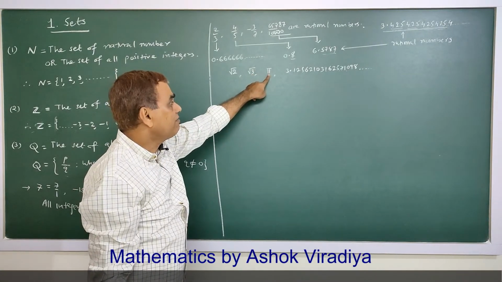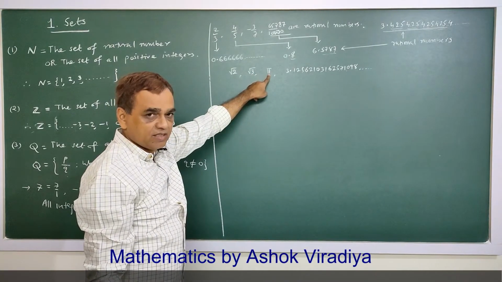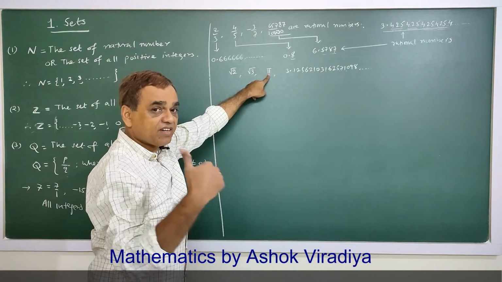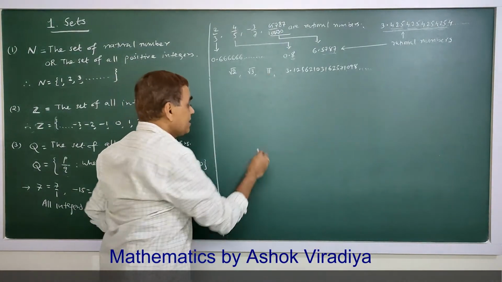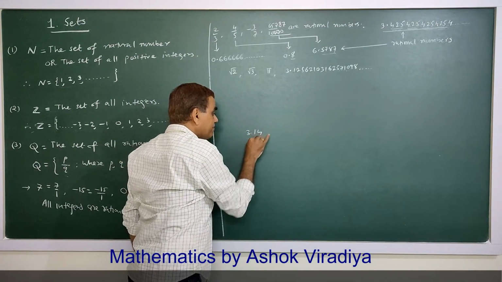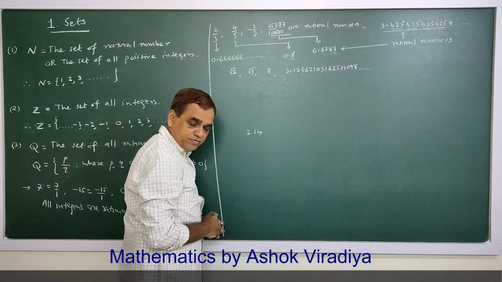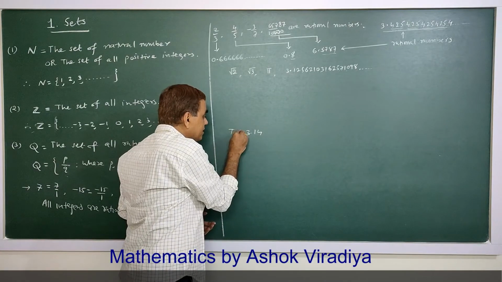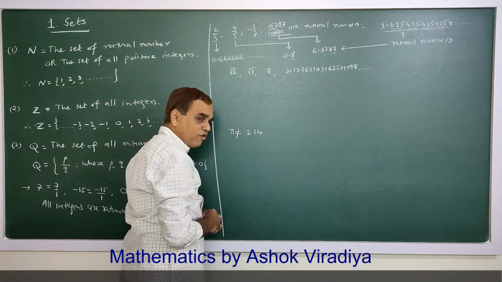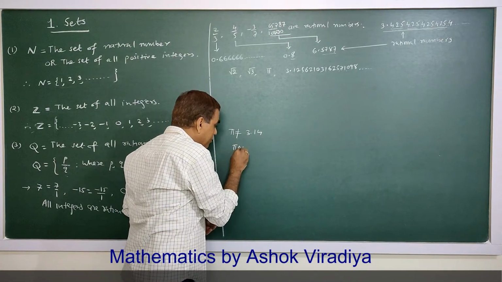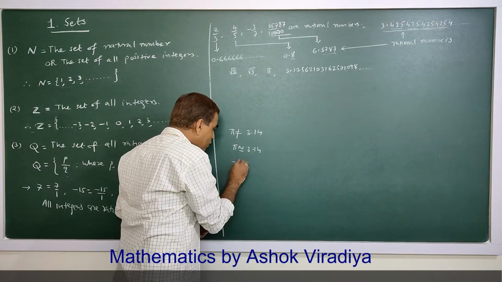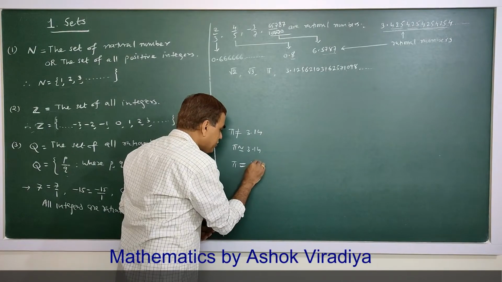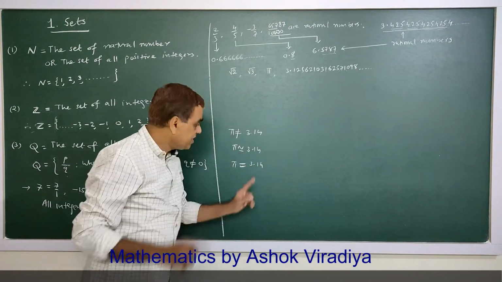Mathematicians have found the value of pi up to 2 lakh digits after the decimal point. You know that pi is 3.14. This is an approximate value. Pi is not equal to 3.14; this is its approximate value. What is its exact value? Mathematicians have found 2 lakh digits after the decimal point.